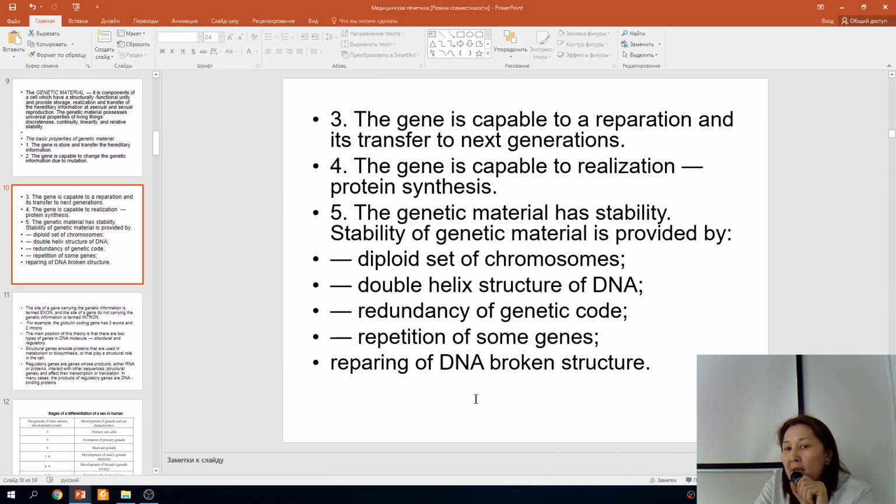The gene is capable of repression and transfer to the next generation. The gene is capable of realization of protein synthesis. The genetic material has stability. Stability of genetic material is provided by diploid chromosomes, the double helix structure of DNA, redundancy of the genetic code, repetition of some genes, and repairing of broken DNA structure.